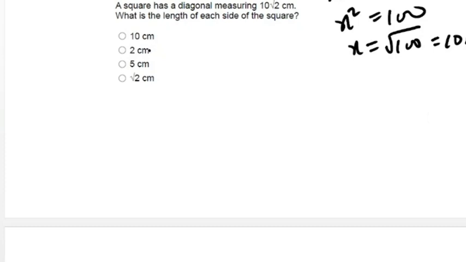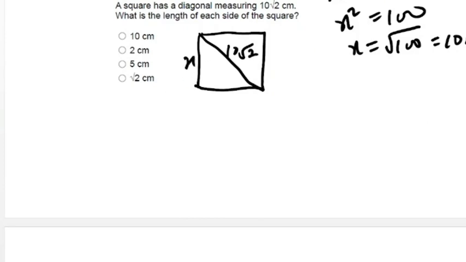So the last one here is a square that has a diagonal measuring this. What is the length of each side of the square? This is good. So we have a square, we draw it, and the diagonal is 10 root 2. We are looking for each side. All the sides of a square are the same, so in this case each will also be x. So, applying the Pythagoras theorem, this is the hypotenuse here, opposite, adjacent.